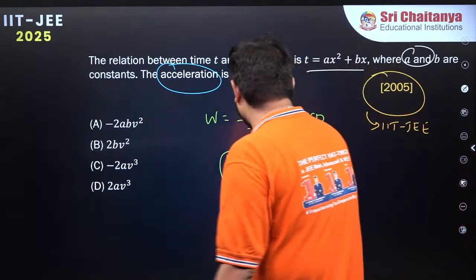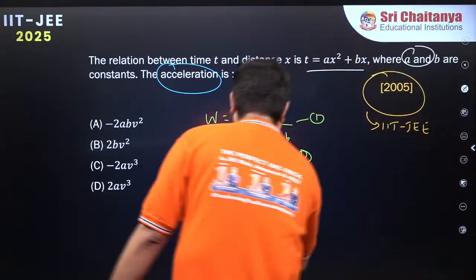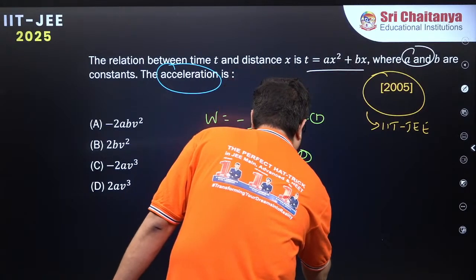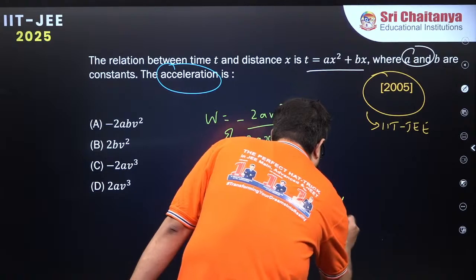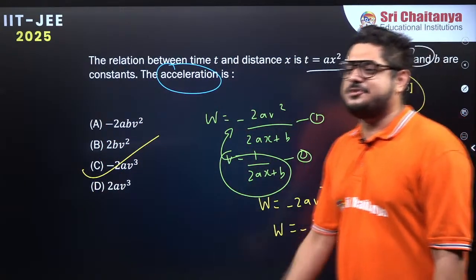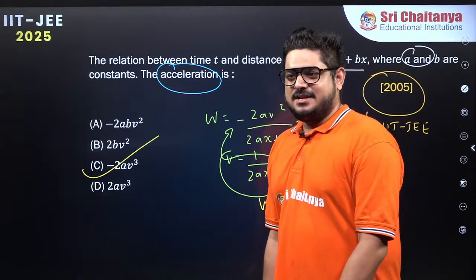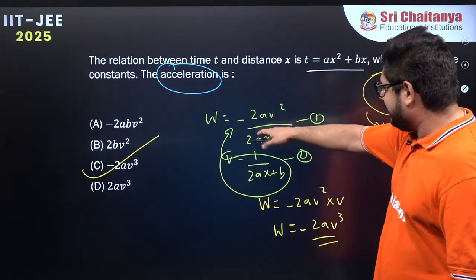Can I put it over there in this equation? So what I will be getting? So w is going to be equivalent to minus of 2av square into v. So w is going to become equal to minus 2av cube, which matches with option C of our given list of options. C will be the answer, isn't it? So I hope you understood this step. We got this as the acceleration.